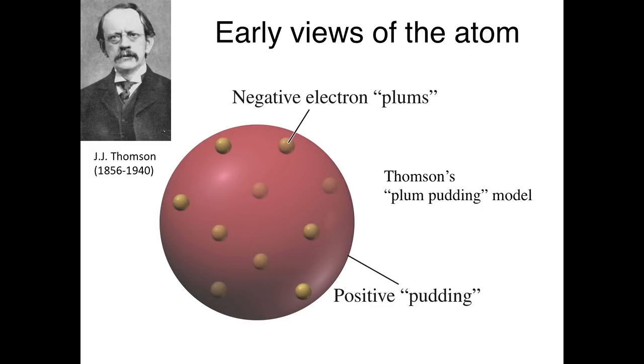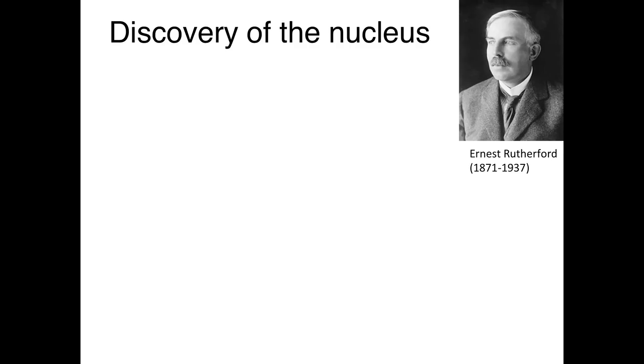Now, one of his students came along and wanted to test his idea of a plum pudding model for the atom. This student was Ernest Rutherford. One of the key consequences of the plum pudding model is that the atom is mostly made up of empty space with tiny electrons sprinkled within. So if you were to throw particles at this atom, most of the particles will go straight through because the atom, again, is made up of empty space.